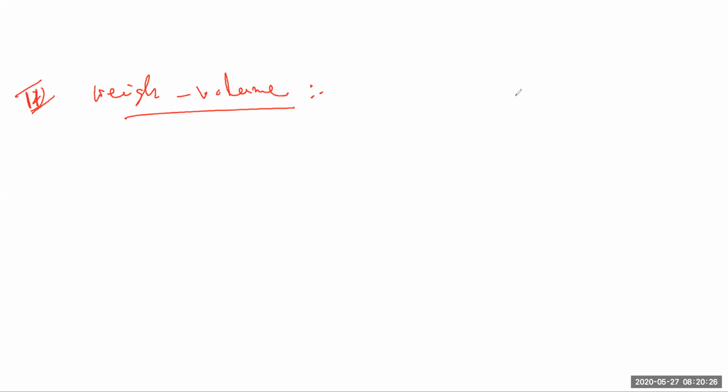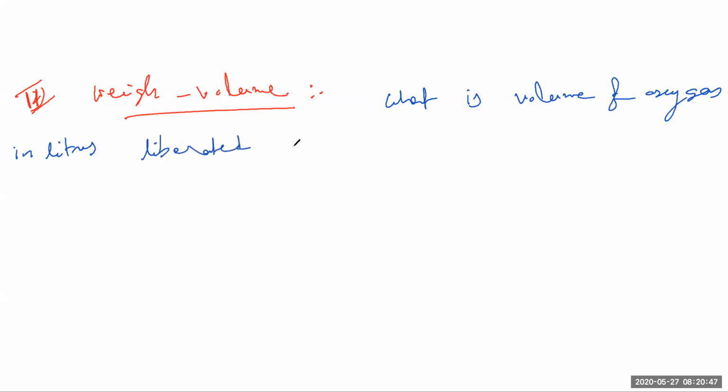What is the volume of oxygen in liters liberated when 122.5 grams of KClO3 undergoes thermal decomposition?